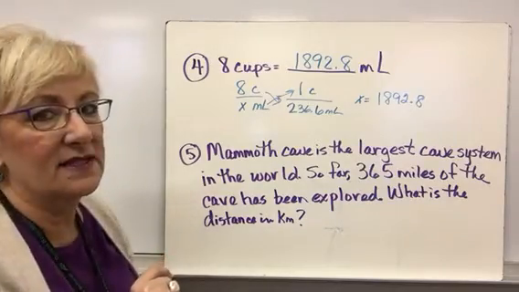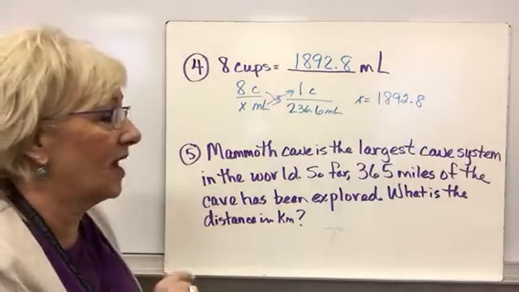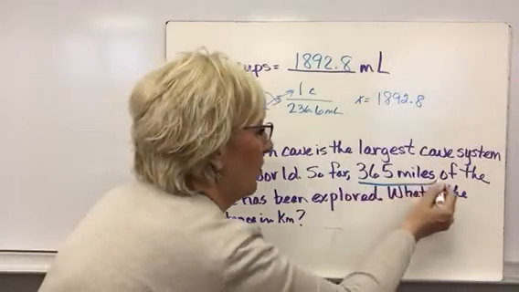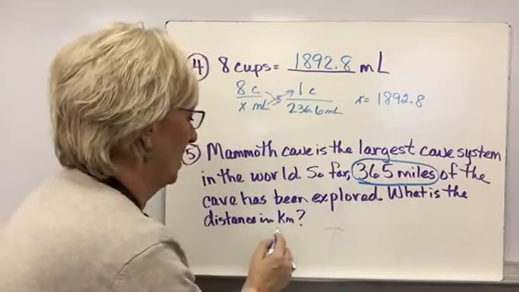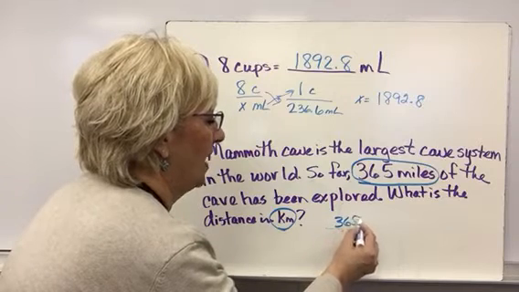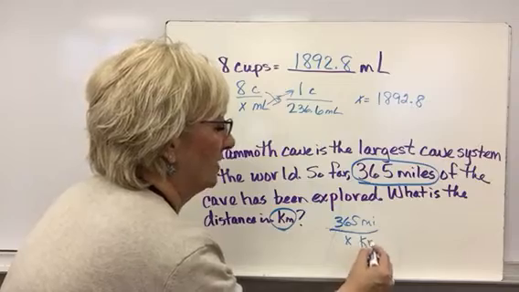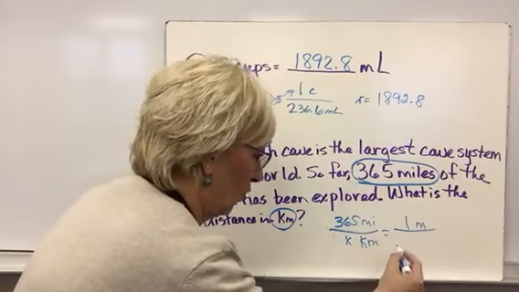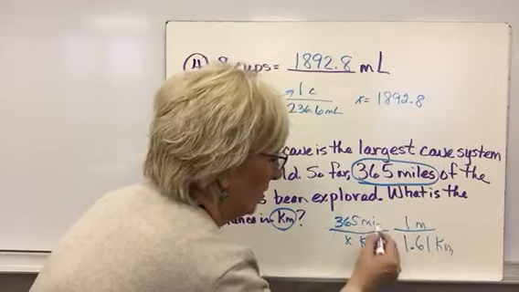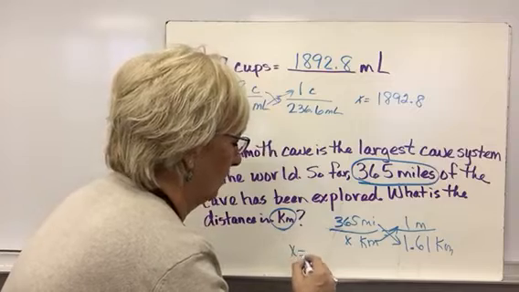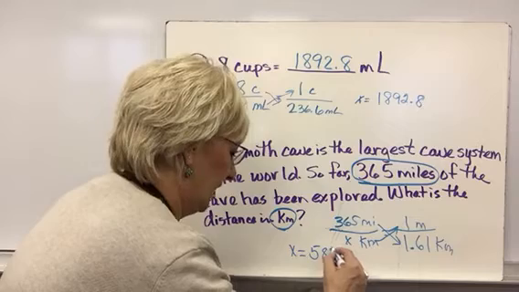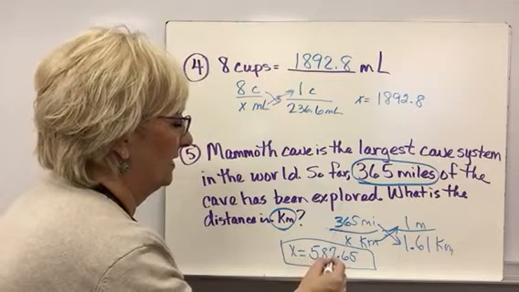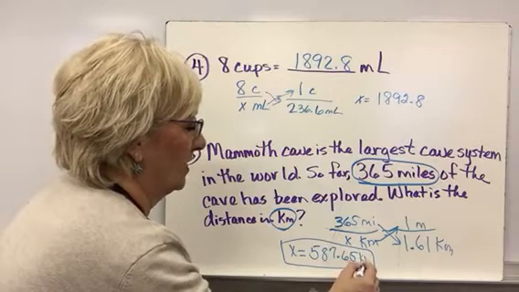Mammoth Cave is the largest cave system in the whole entire world. So far, 365 miles of the cave has been explored. What is the distance in kilometers? What I'm trying to find is how much 365 miles is worth in kilometers. So I'm going to put 365 miles to, I'm not sure how many kilometers, that's what I'm trying to find. And I know that 1 mile is approximately 1.61 kilometers. So when I cross multiply with my calculator, X will equal 587.65. So it's going to be about 587 and 65 hundredths kilometers, okay?